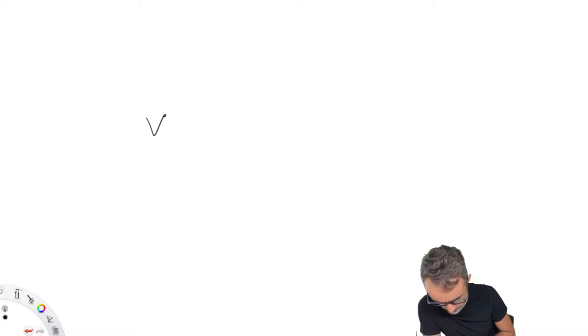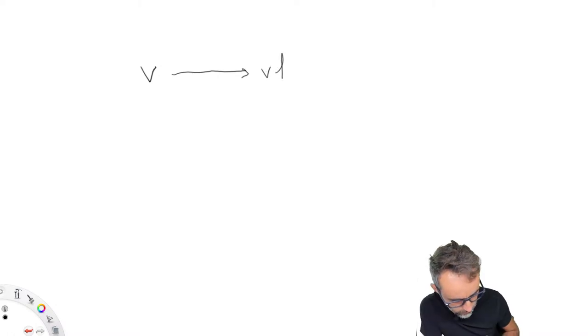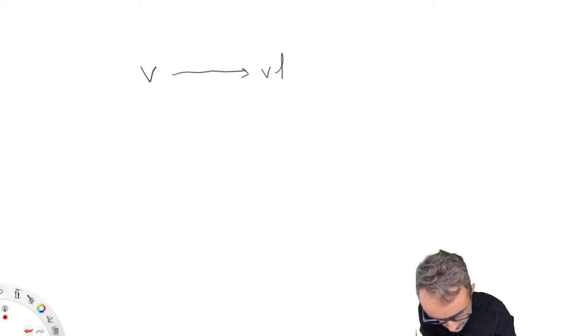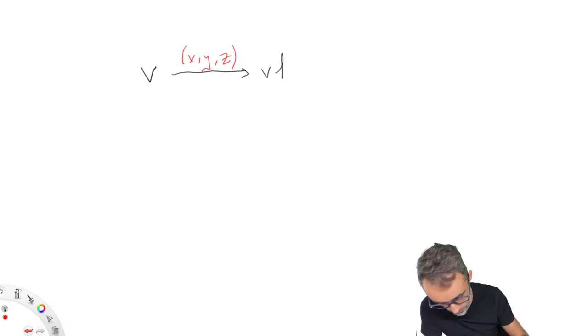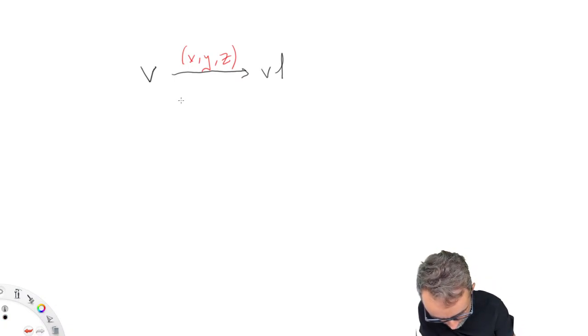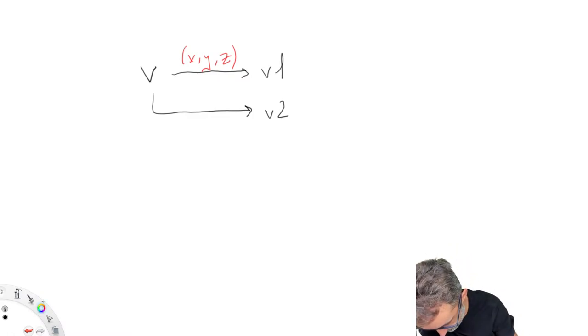And when I create, okay, so we have the vector. And then when I create a copy to V1, what I give it is whatever x, y, z values it has at that point. And then whenever I create a second copy, for example, here, whenever I create a second copy, what I get is whatever values x, y, and z it had at that point.